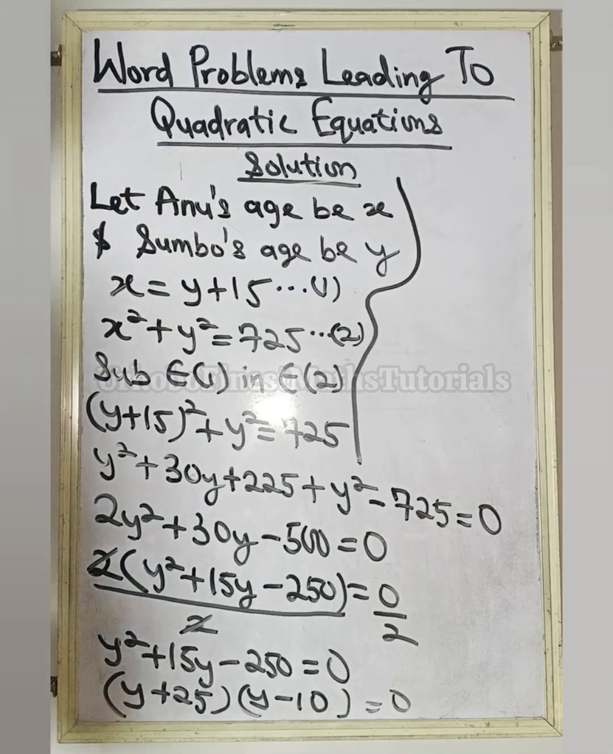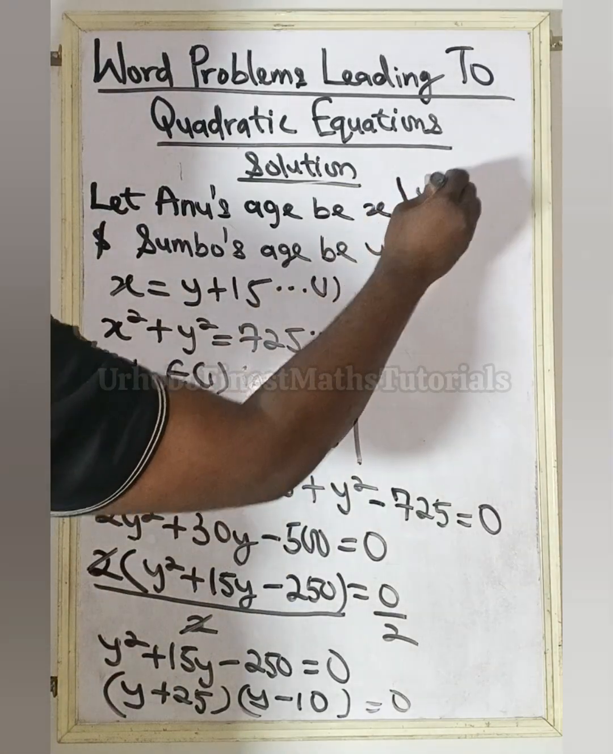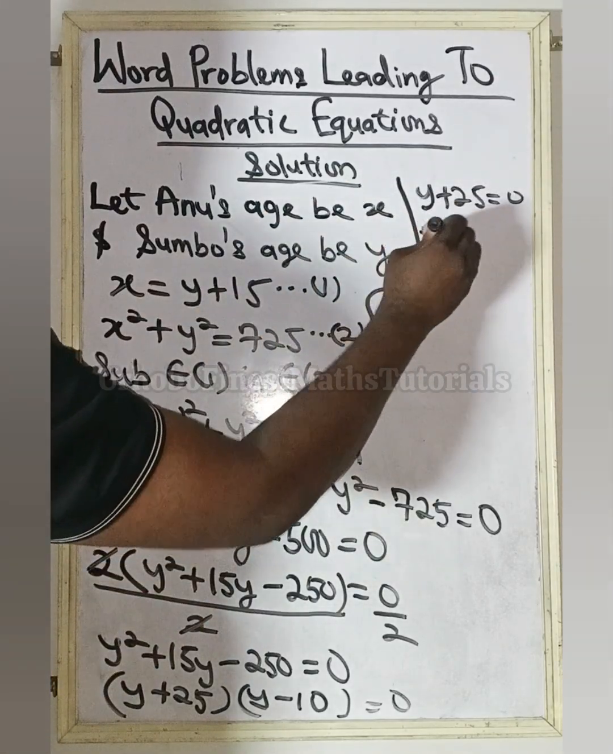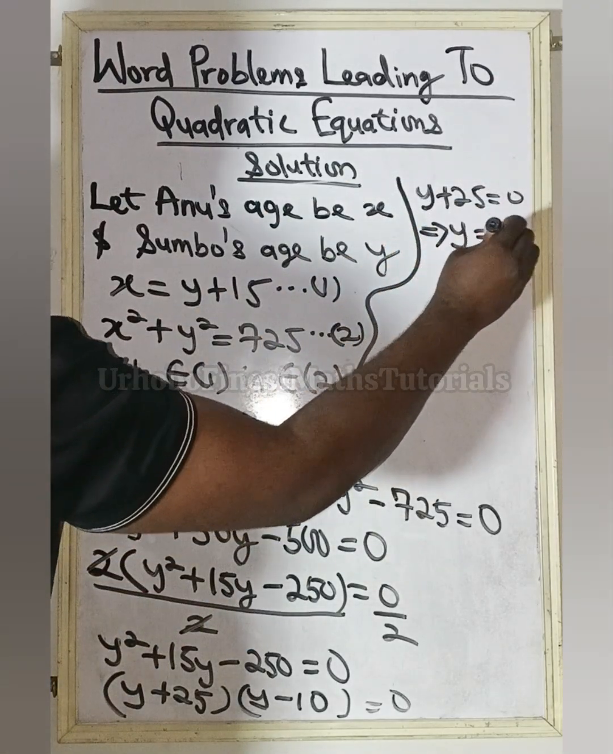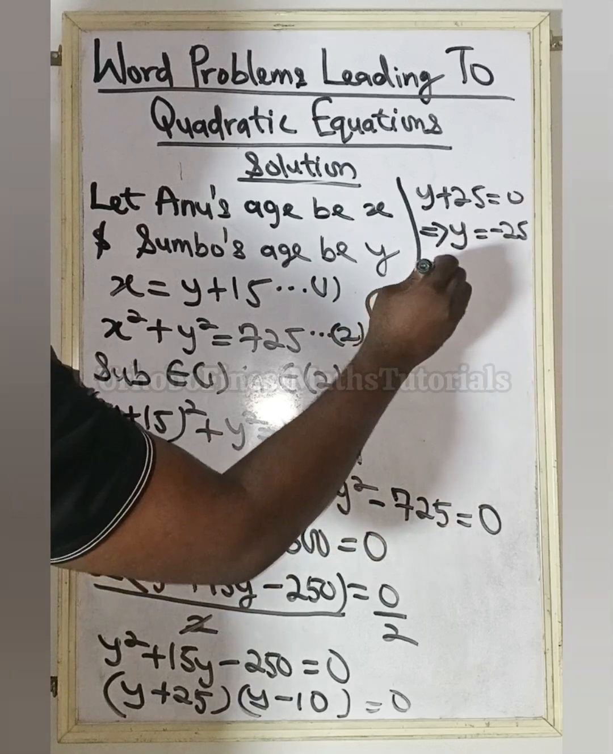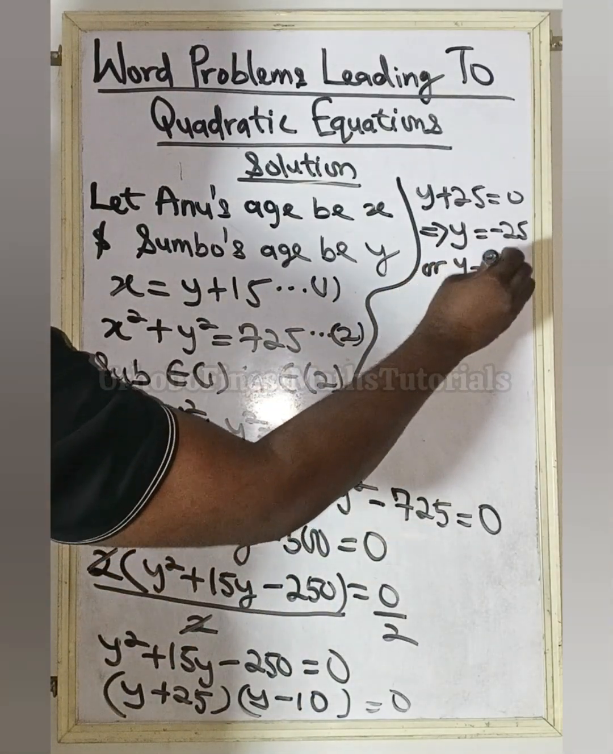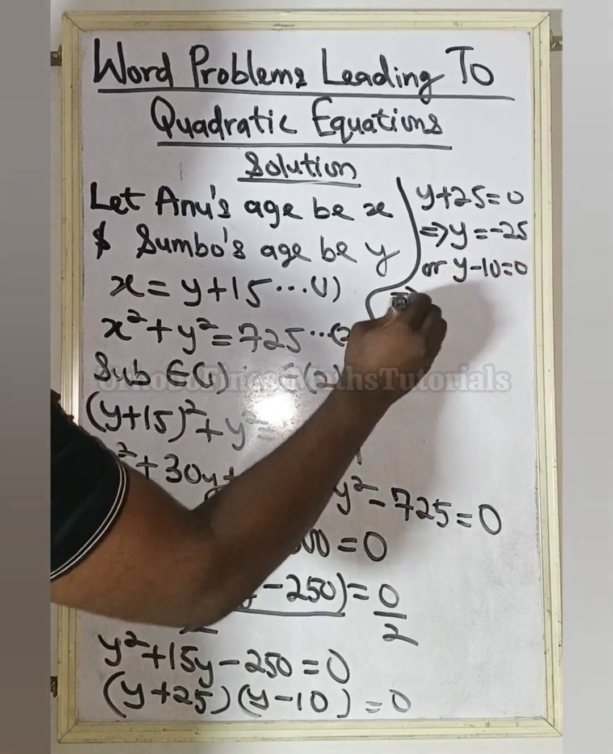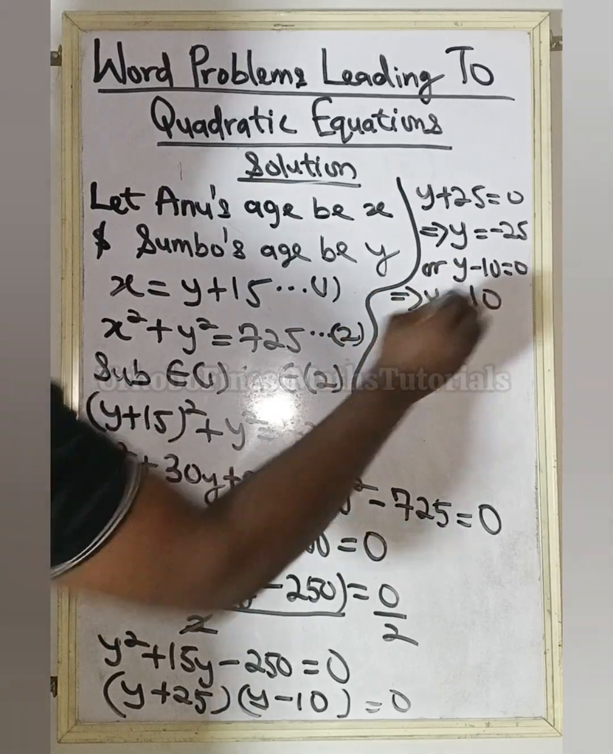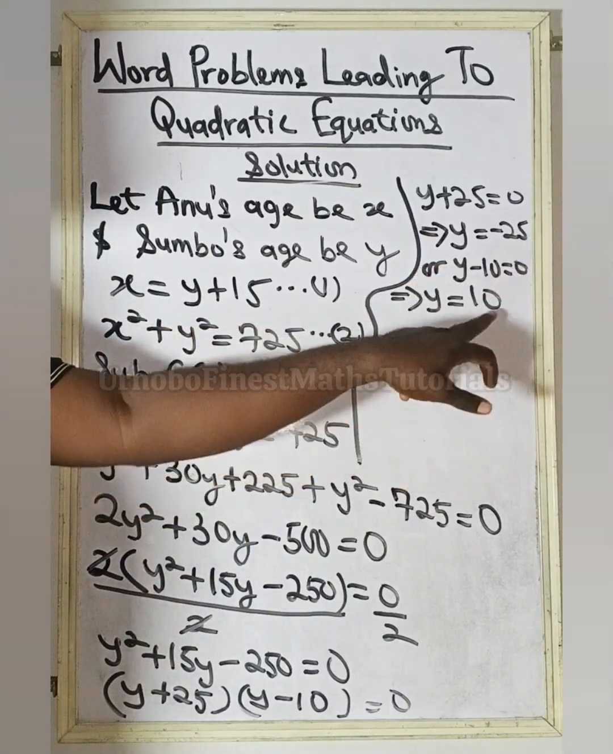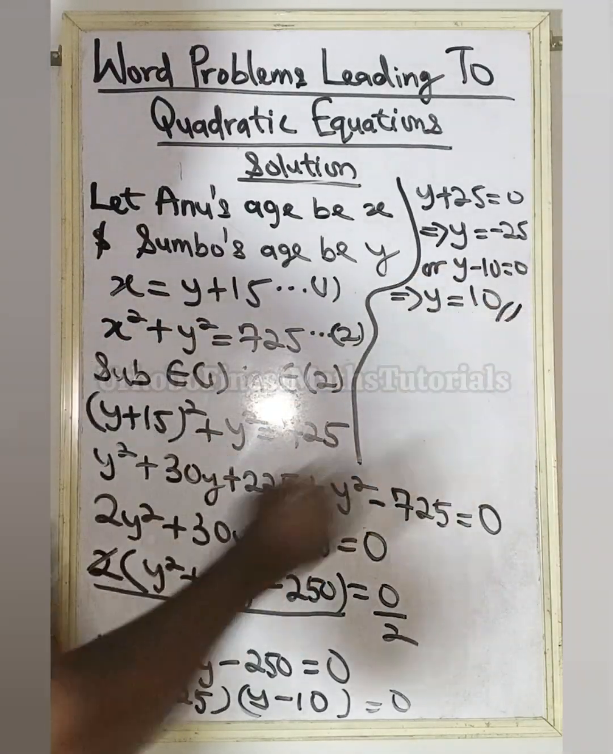It's going to be either y plus 25 equals 0, which implies that y equals minus 25, or y minus 10 equals 0. And by implication, y equals 10. Now, there's no way the age will be negative. Okay, so I'm going to work with 10.